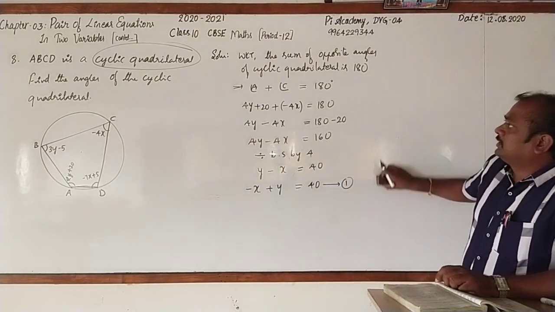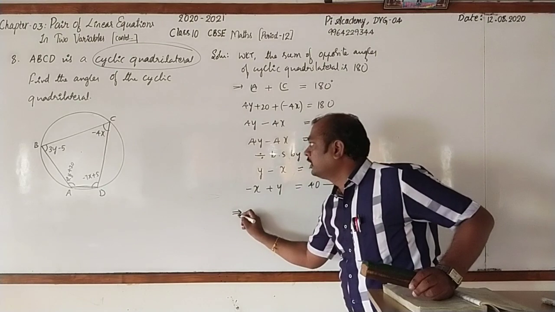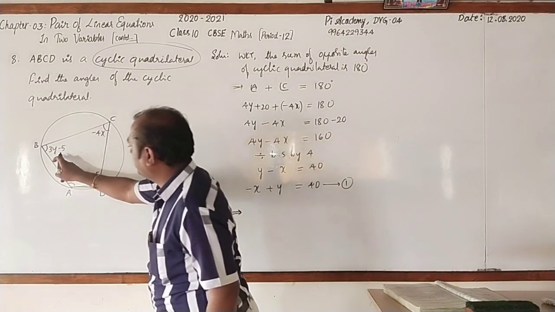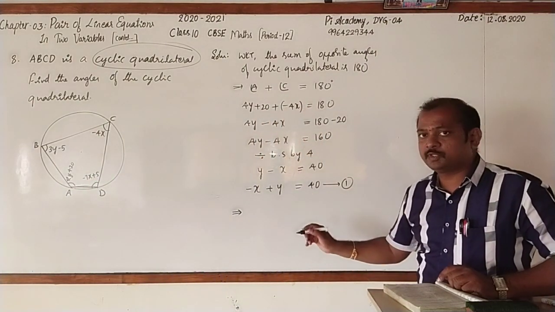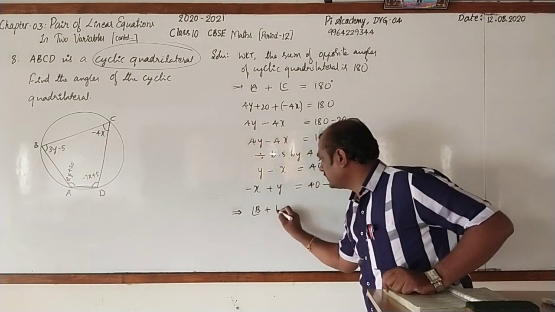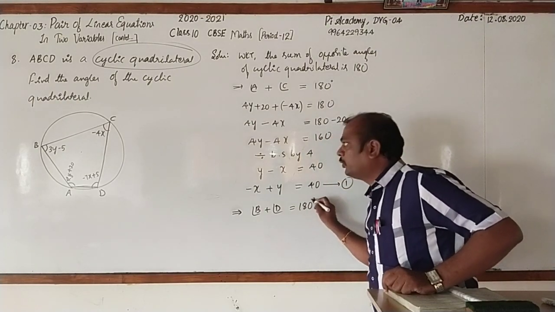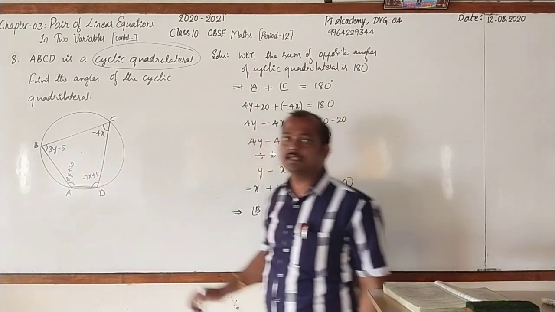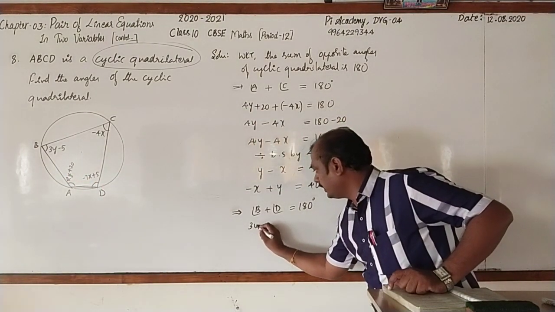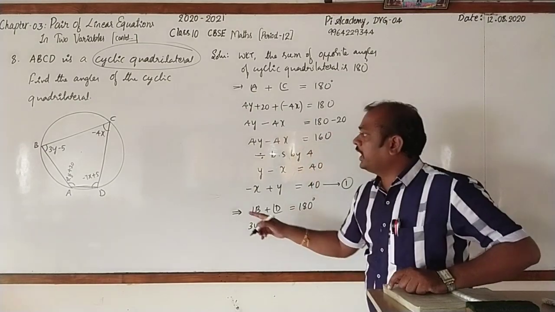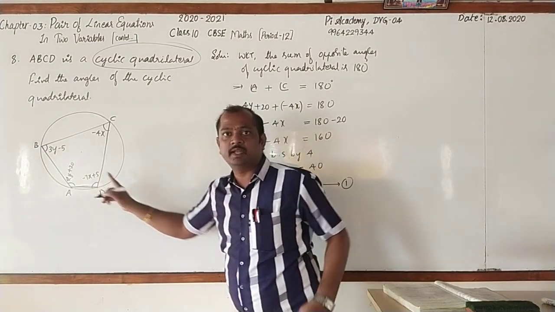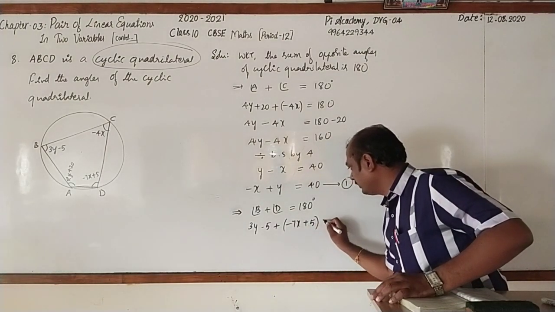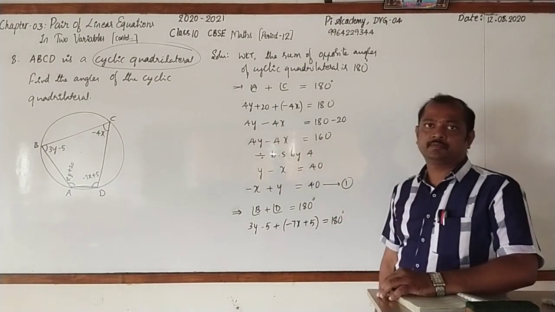Right? Yes. Now we will move on to another pair of opposite angles. What are these? Yes, they are B and D. Write with me. Angle B plus angle D is equal to 180. What is angle B? It is 3y minus 5. 3y minus 5 plus angle D. This is minus 7x plus 5. Alright, minus 7x plus 5, which is equal to 180.